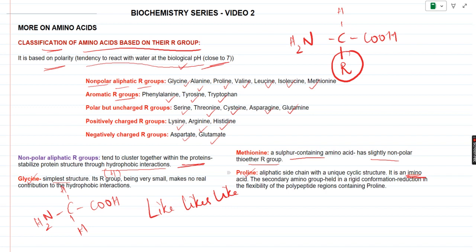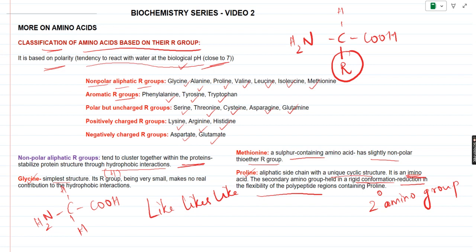So if you see proline, I would have explained its structure in my previous video. It has an aliphatic side chain with a unique cyclic structure, because it contains a secondary amino group. The secondary amino group is held in a very rigid conformation with a lot of steric hindrance, and hence there is a reduction in the flexibility of the polypeptide regions that contain proline.